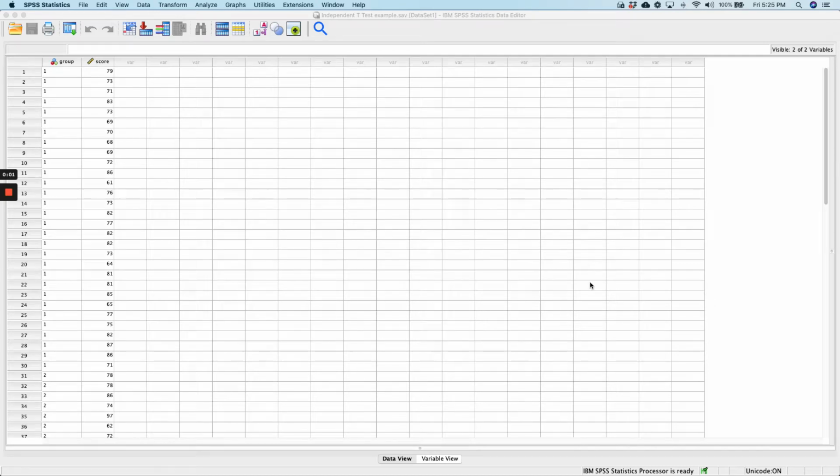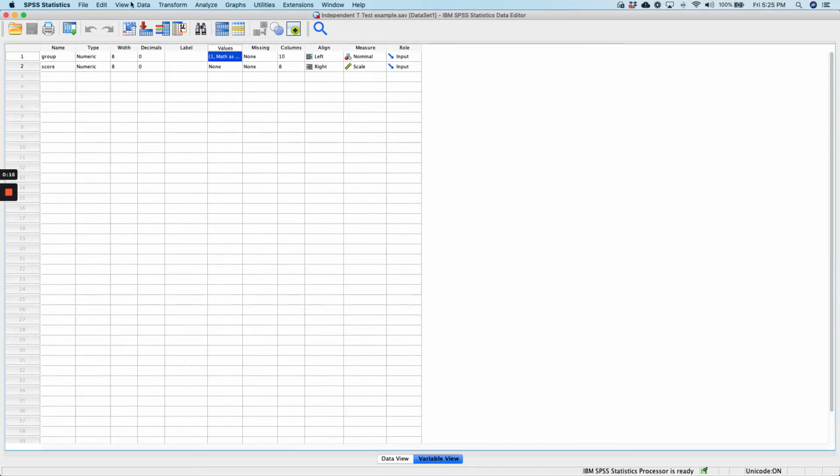Now we will complete an independent t-test. We're going to run an independent t-test on our sample data set. Here is the sample data for our math as usual versus Z-math groups. And let's first take a look at our variable view.